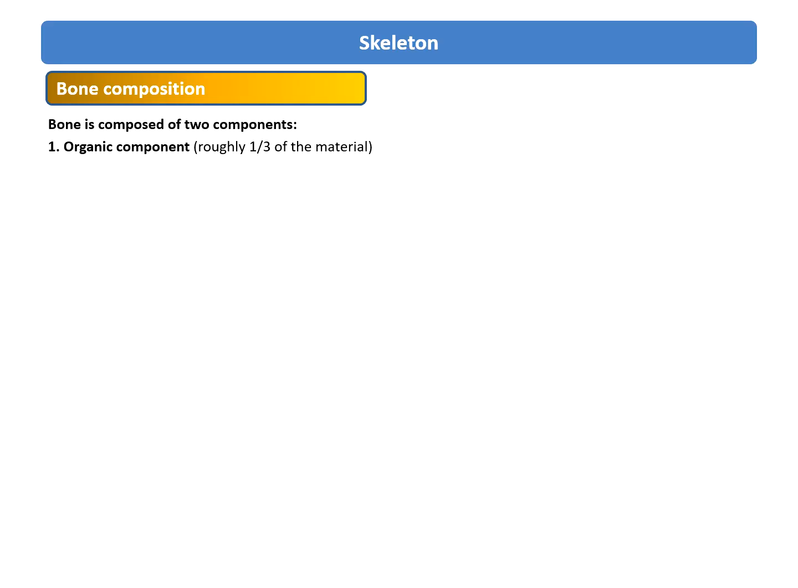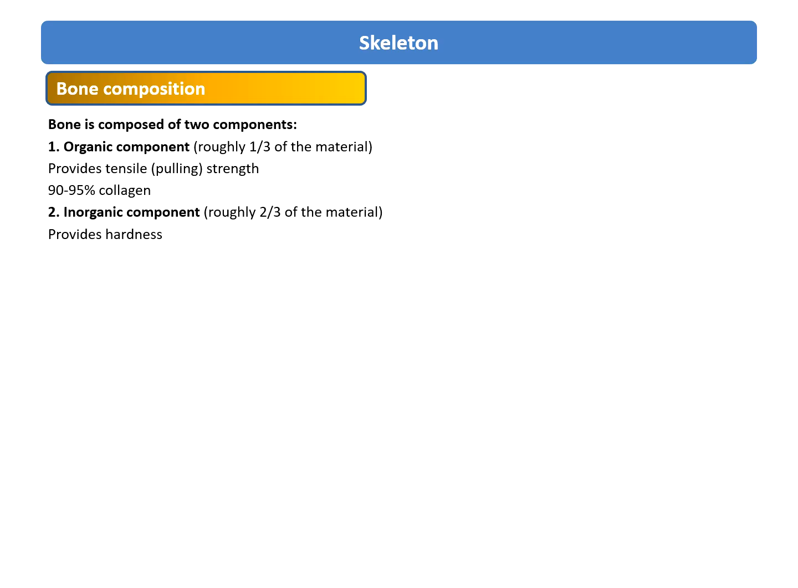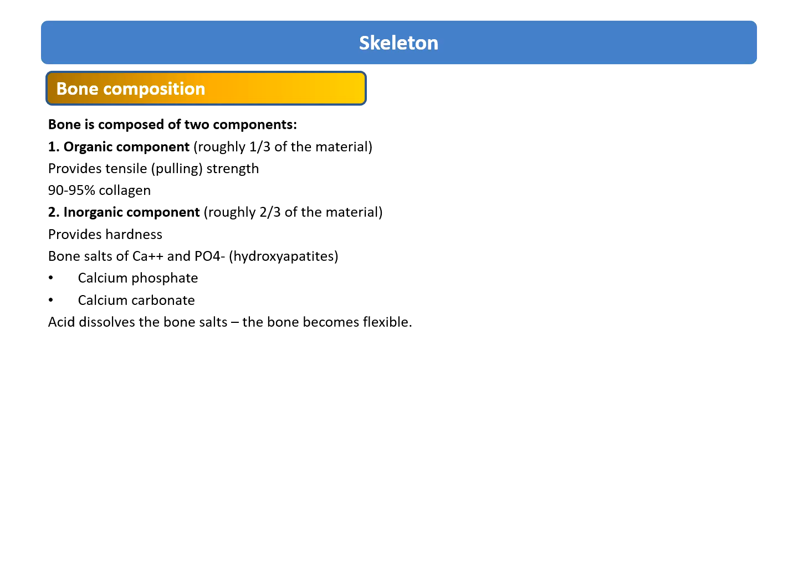Bone is composed of two components. An organic component makes up roughly 1/3 of the material. It provides tensile or pulling strength. It's 90 to 95% collagen, a very tough protein. And then there's the inorganic component, roughly 2/3 of the material. The inorganic component provides the hardness of the bone. It consists of bone salts, calcium and phosphates. We call them hydroxyapatites. Calcium phosphate is one, calcium carbonate is another.